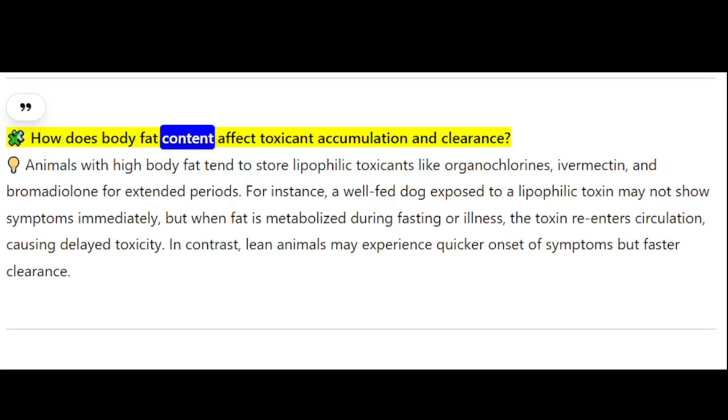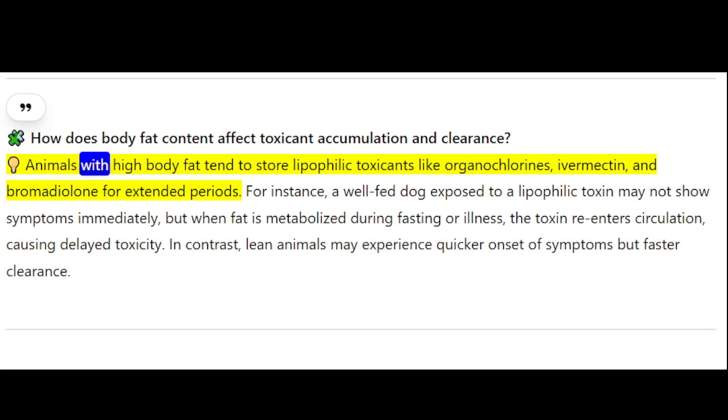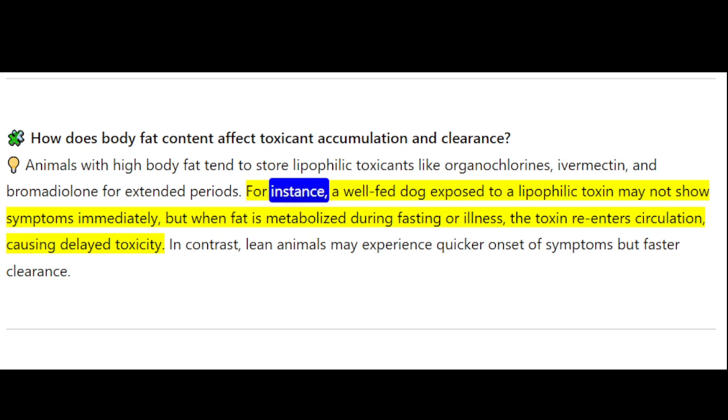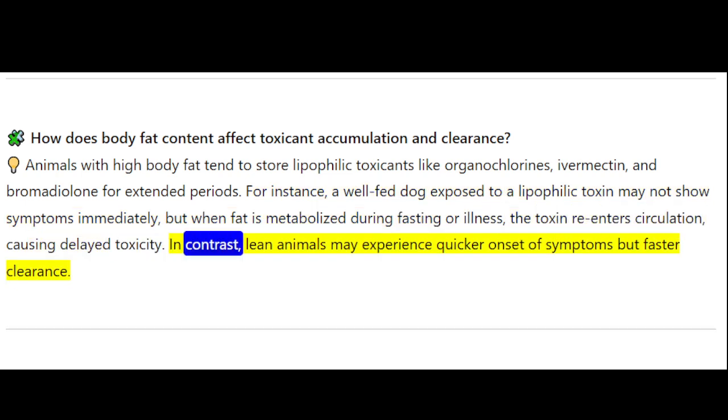How does body fat content affect toxicant accumulation and clearance? Animals with high body fat tend to store lipophilic toxicants like organochlorines, ivermectin, and bromadiolone for extended periods. For instance, a well-fed dog exposed to a lipophilic toxin may not show symptoms immediately, but when fat is metabolized during fasting or illness, the toxin re-enters circulation, causing delayed toxicity. In contrast, lean animals may experience quicker onset of symptoms but faster clearance.